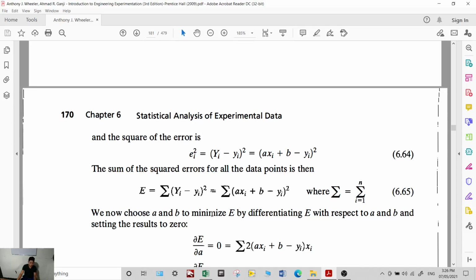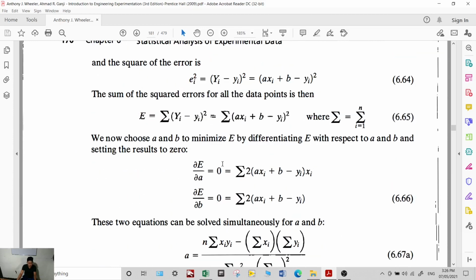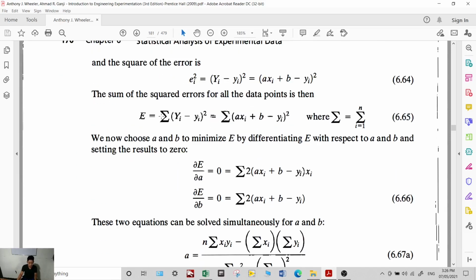Okay, capital letter E. So we now choose A and B. The best fit for this data is the one that results in a small error. That is our objective, so we want to minimize this value. How do we minimize it? We differentiate with respect to the variables, since these variables give the equation that would result in the least error. Minimizing the error gives the best fit for the data.